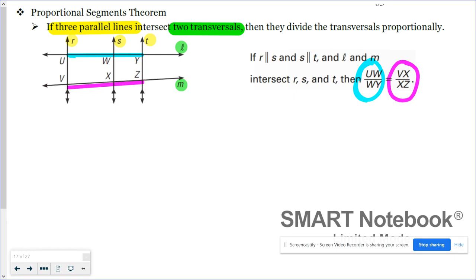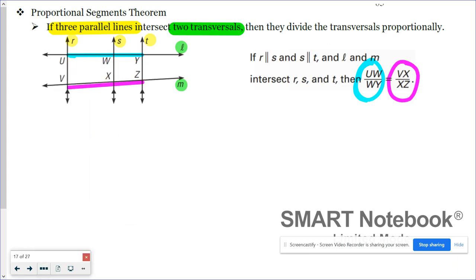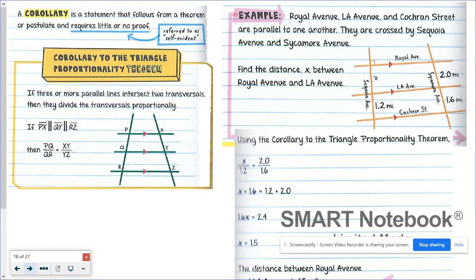So it's really, really similar to what I was just talking about with the triangle proportionality theorem. So we're looking at the two sides and we're creating ratios. So I can do the whole top over bottom equals top over bottom. I can do part over whole equals part over whole. Honestly, when I see the diagram, I'll know the best way of setting it up.